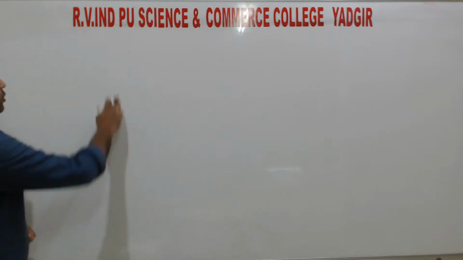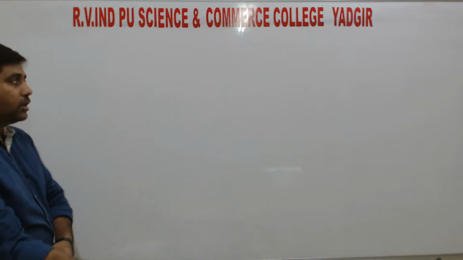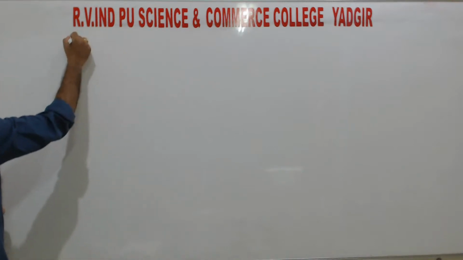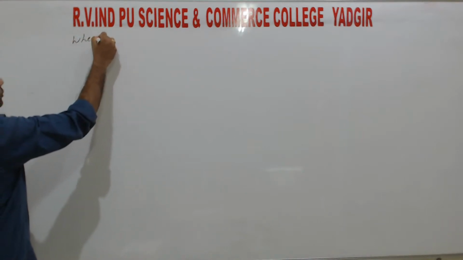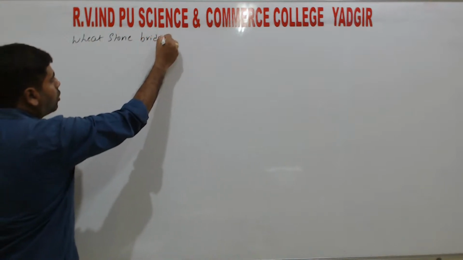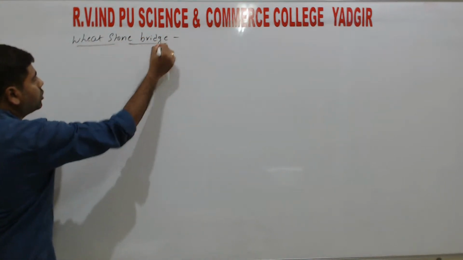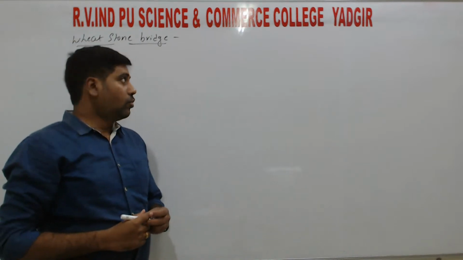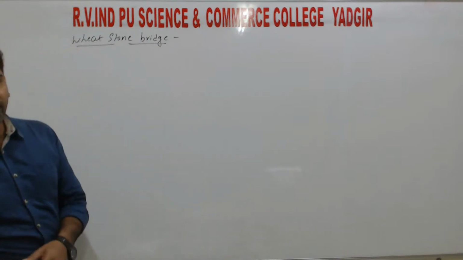Right, so today we start with the meter bridge. Sorry, not the meter bridge, it is the Wheatstone bridge. This one, the Wheatstone network, is very important for 5 marks, right? So what is a Wheatstone bridge?